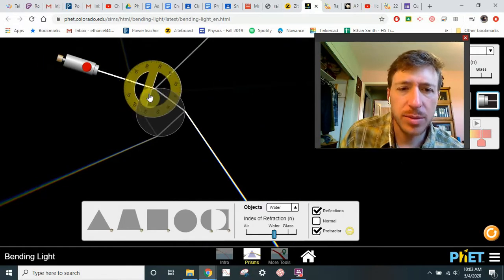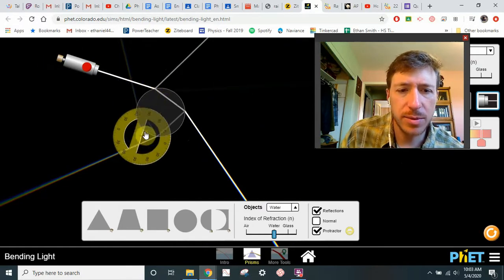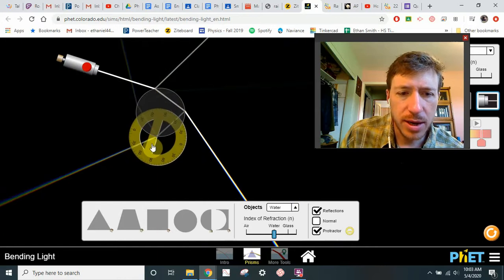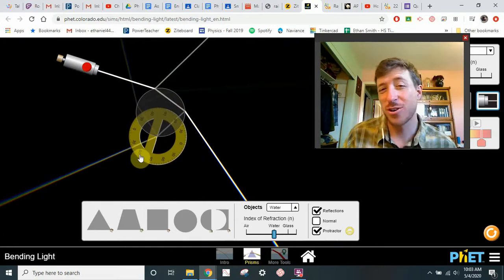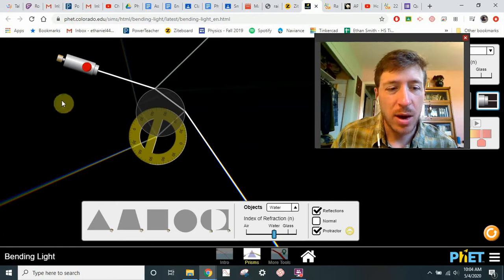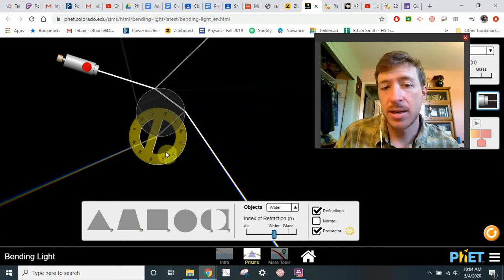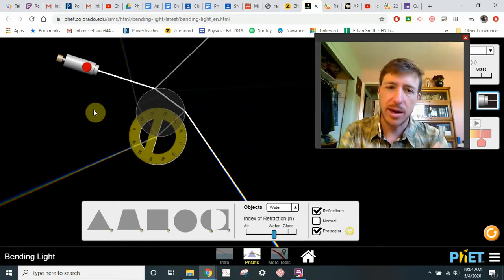If we put in my protractor, there's that zero. So if I move this in here and put that there, you'll see that the angle of maximum is right around about 40 degrees. That's where it's the maximum bend, the maximum angle that we can get there.